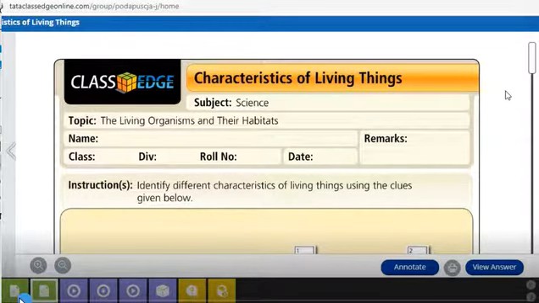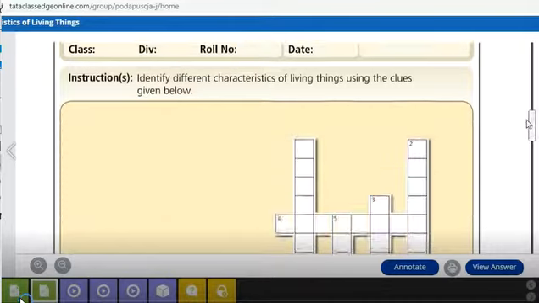Hope you all are fine and you are revising your chapters and topics through the online video lectures and keep revising them. So let's revise today this chapter, the world of living, through the Tata H worksheets. So first I am going to take this worksheet. In this worksheet you have to identify different characteristics of living things using the clue given. So clues are given below.